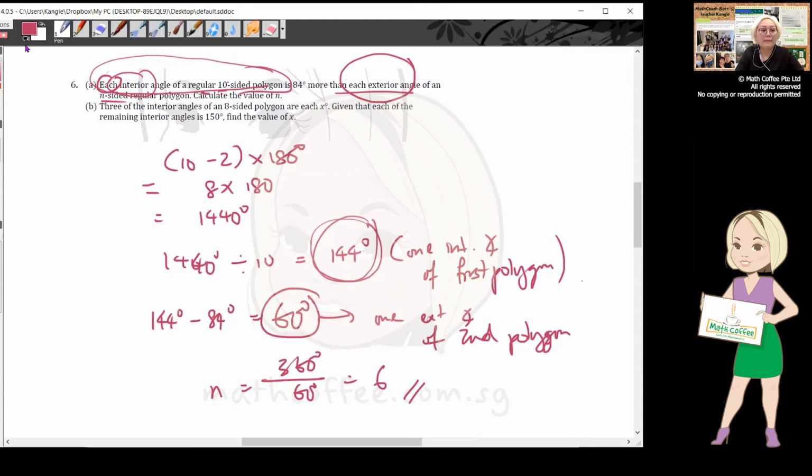Okay, now let's take a look at part B. Am I going too fast or not? Any question or not? I'm running out of time, that's why I'm talking like a machine gun like that. Any question? Can continue or not? Are you all asleep?